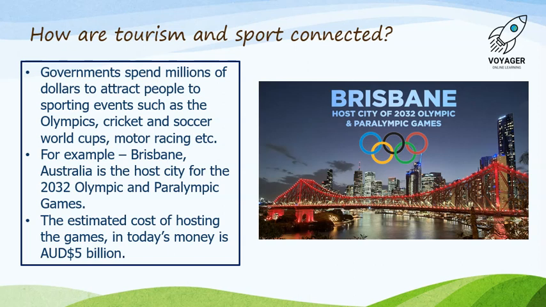So how are tourism and sport connected? Governments spend millions of dollars to attract people to sporting events such as the Olympics, cricket and soccer World Cups, motor racing, etc. For example, Brisbane, Australia is the host city for the 2032 Olympic and Paralympic Games. The estimated cost of hosting the Games in today's money is 5 billion Australian dollars.